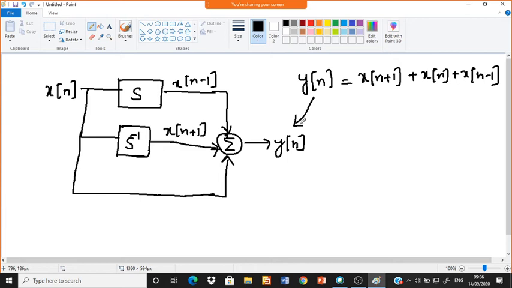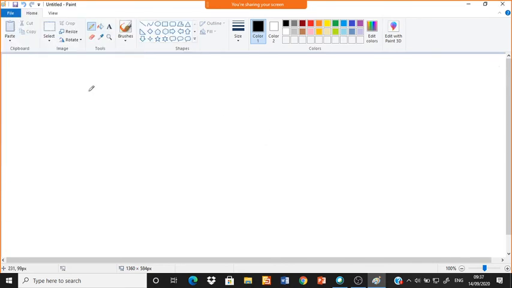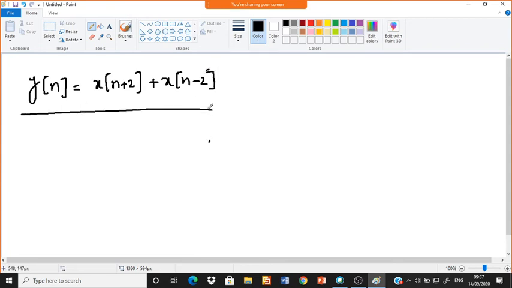In a similar way, you can take another example and try to do that. If I give y of n equal to x of n plus 2 plus x of n minus 2, just do this one, and we will see how we get it.